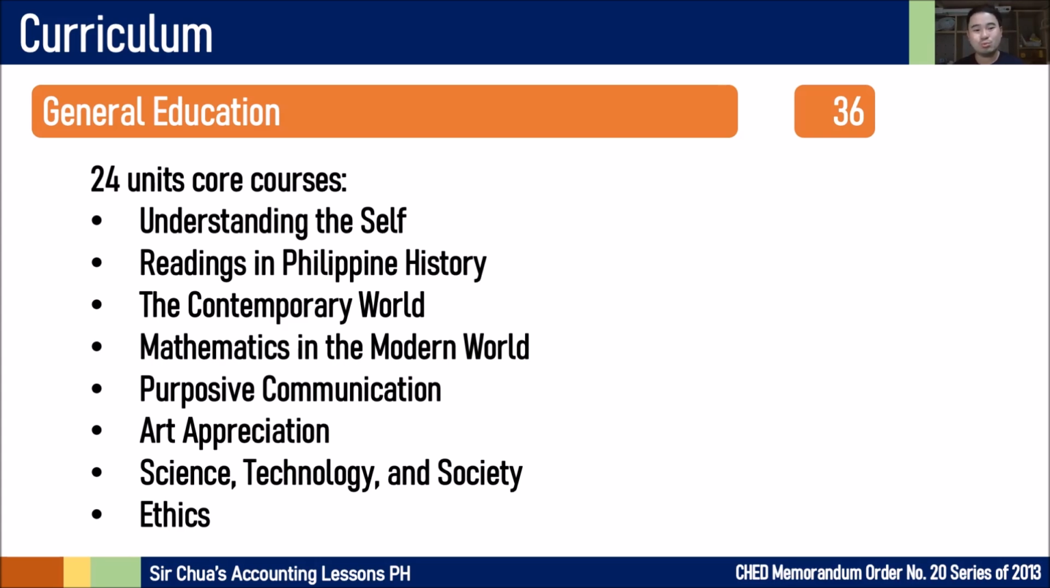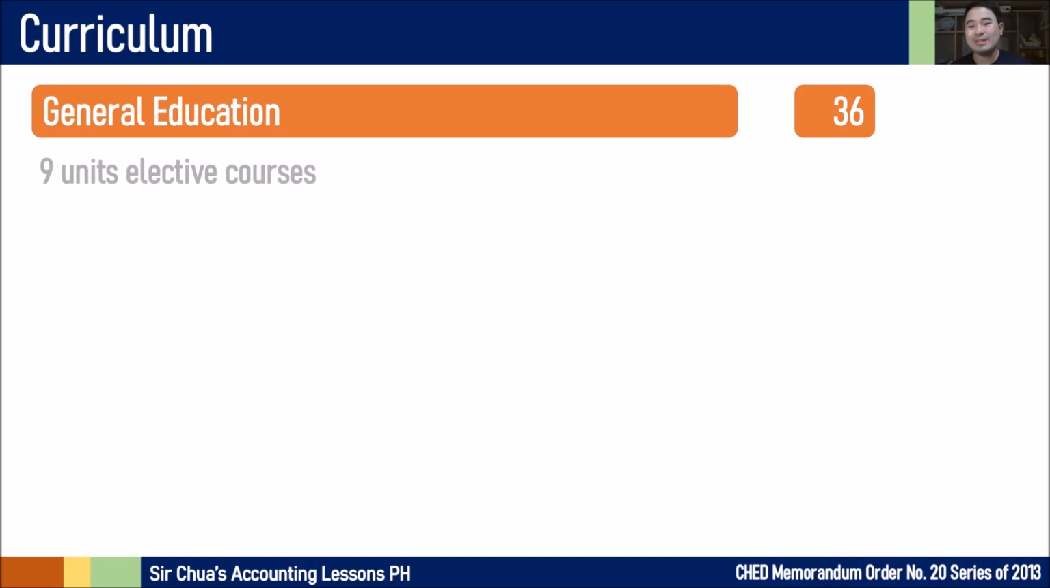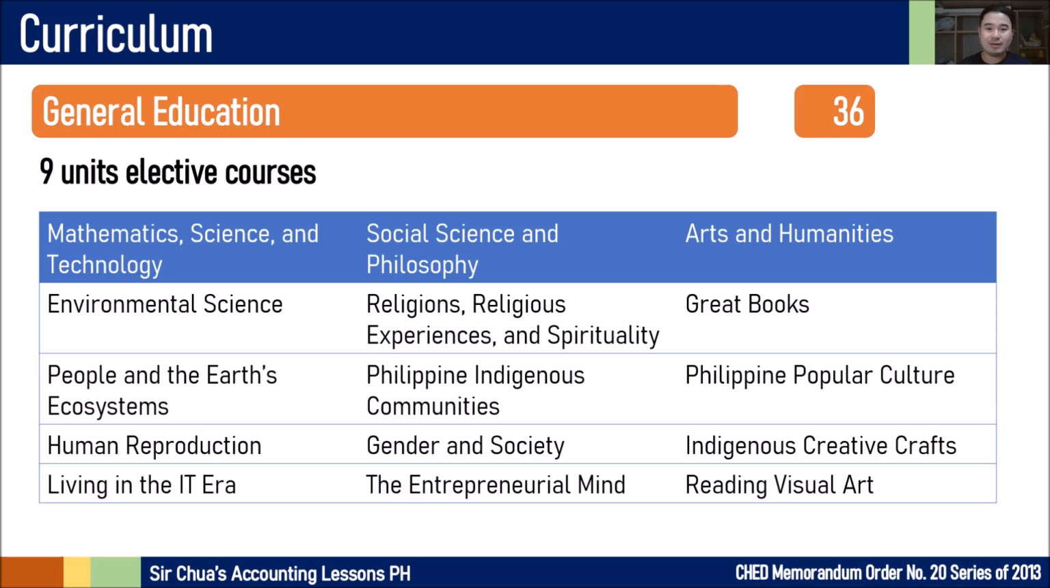What are the other 12 more units to complete the 36? Okay. Meron po tayong 9 units of elective courses. When you say elective, by principle, you are to select. You have the freedom to choose. Okay? Ito yung mga subjects na yon. Meron tayong 3 main areas. Those elective general education courses may come from the mathematics, science, and technology area, or the social science and philosophy area, or the arts and humanities area.